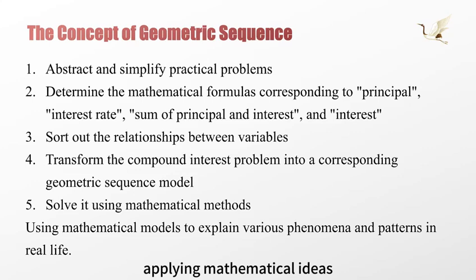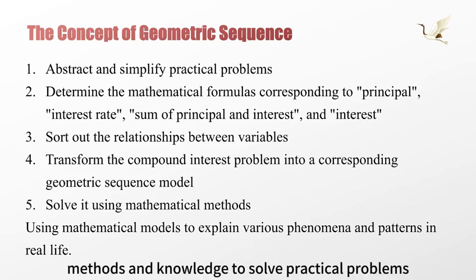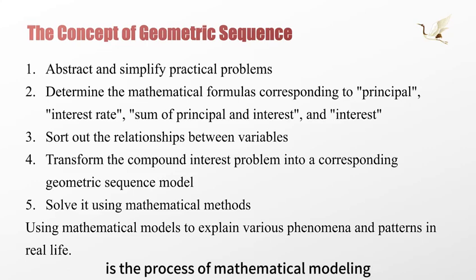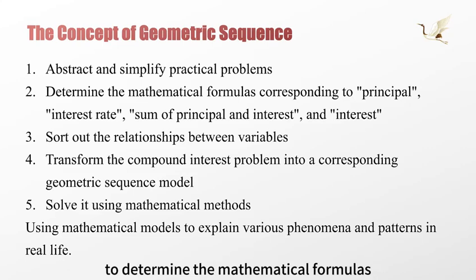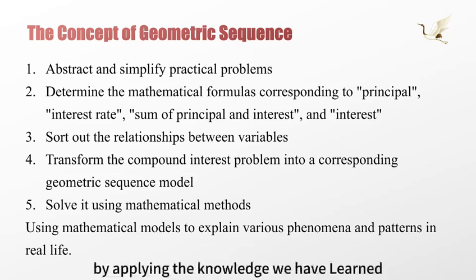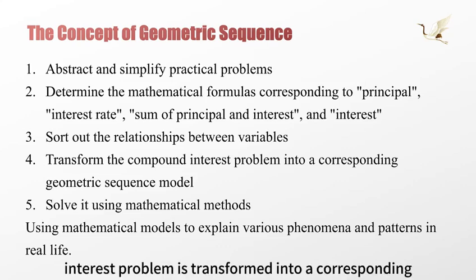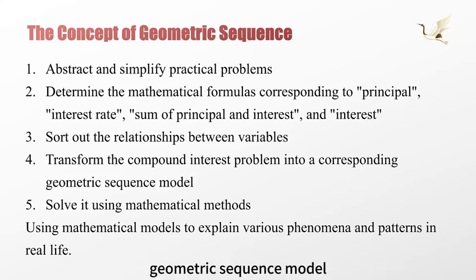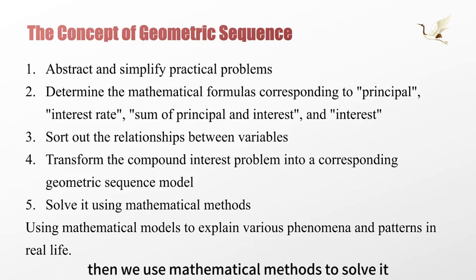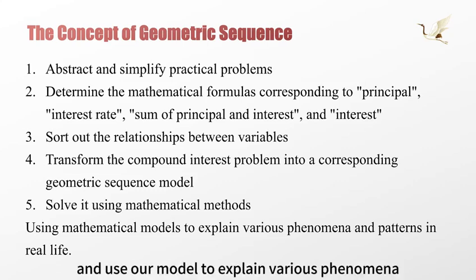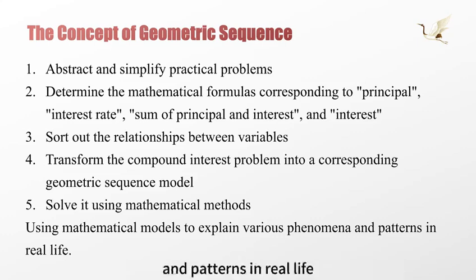Applying mathematical ideas, methods, and knowledge to solve practical problems is the process of mathematical modeling. This problem involves abstracting and simplifying real-world issues to determine the mathematical formulas corresponding to principal, interest rate, and interest. By applying the knowledge we have learned, we have sorted out the relationships between variables. The compound interest problem is transformed into a corresponding geometric sequence model. Then we use mathematical methods to solve it, and use our model to explain various phenomena and patterns in real life.